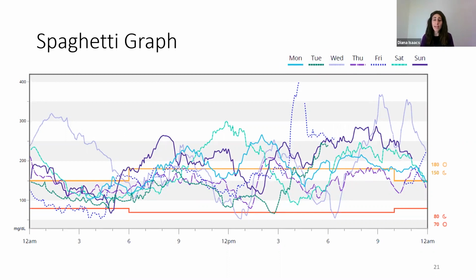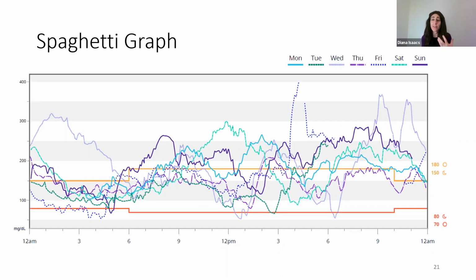This is called the spaghetti report. And one of the things I like about the spaghetti report, as opposed to an ambulatory glucose profile, is just that you see all the days on top of each other. And so an AGP typically will show you the 10th to the 90th percentile of data, or sometimes the 5th to the 95th, but you're still missing some of that outer data.